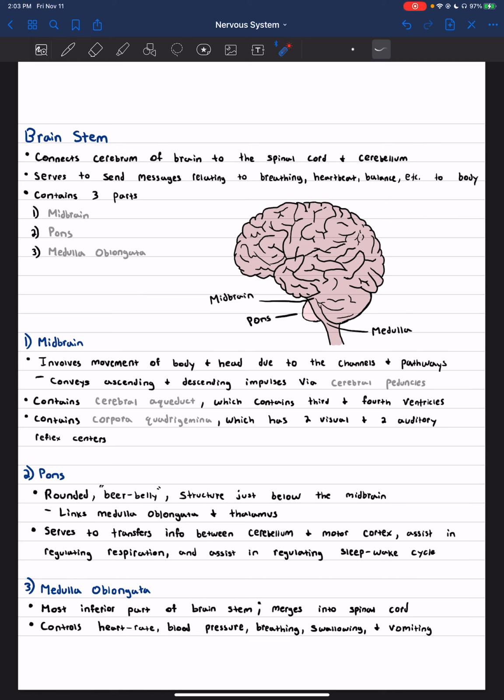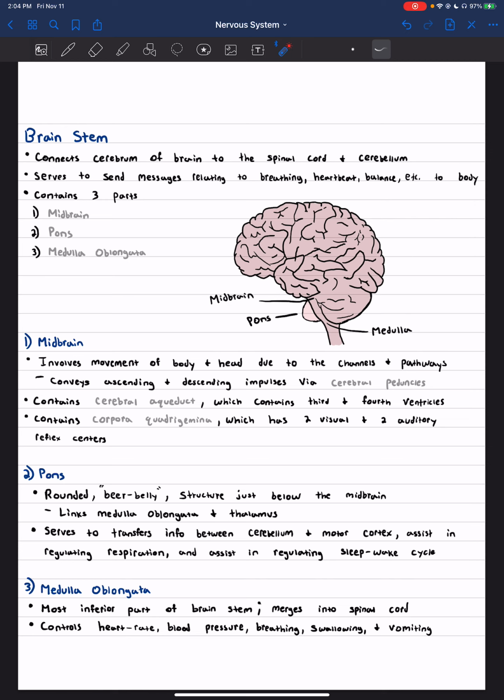The midbrain also contains the cerebral aqueduct and corpora quadrigemina. Your aqueduct relates to the ventricle system again, connecting your third and fourth ventricles, and the corpora quadrigemina has your two visual and your two auditory reflex centers, one for each hemisphere, and it assists in visual and auditory reflexes, hence the name. But that's just a very brief overview of the midbrain without getting too deep into the details.